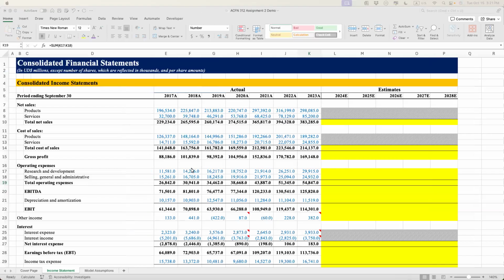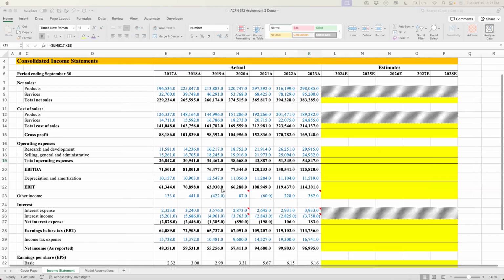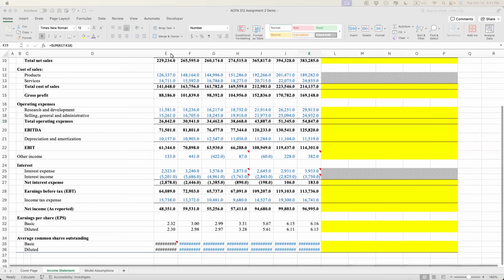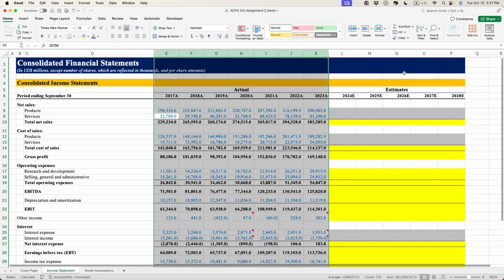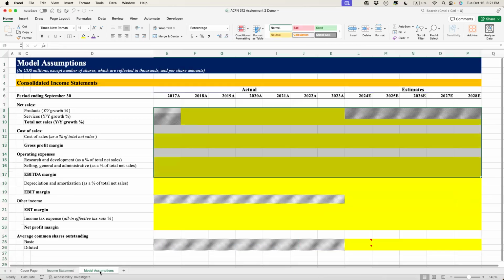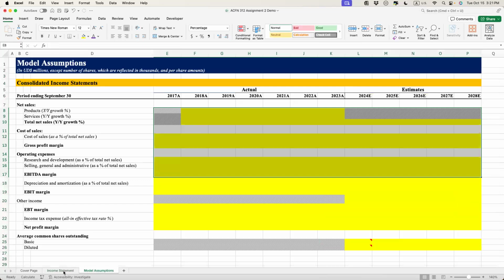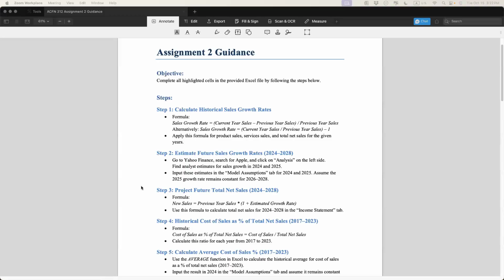This is the Excel file that I provided, and basically we will just work on the projections for the income statements of Apple for the next 5 years. There are two tabs you have to work on. One is for the model assumptions, the other one is for the actual income statements. So we'll get started here.